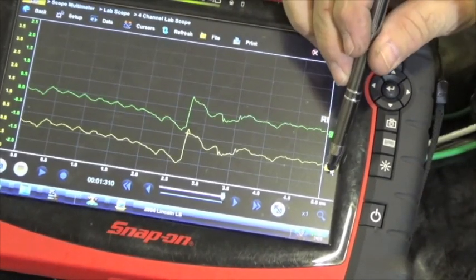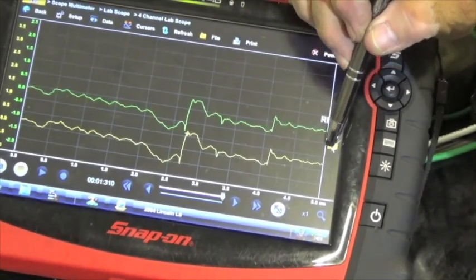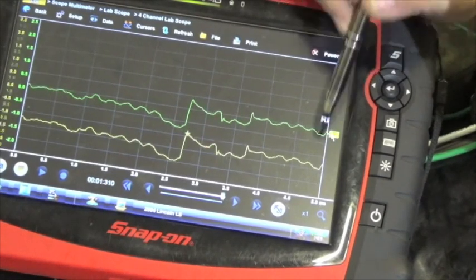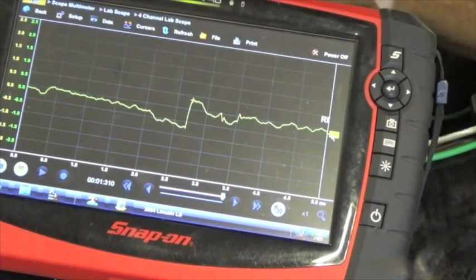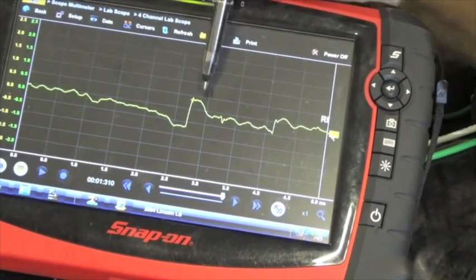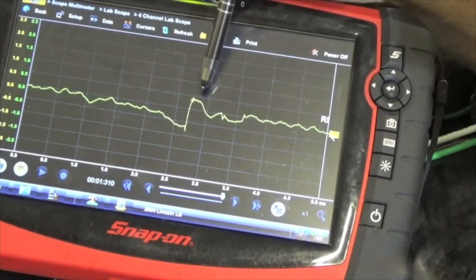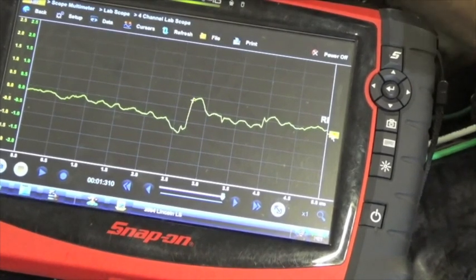So I'm going to move the yellow one up and put it right on top of the green one. Now if you look at it, they're identical. They're both peaking at the same time. So our cam timing is right on the money.